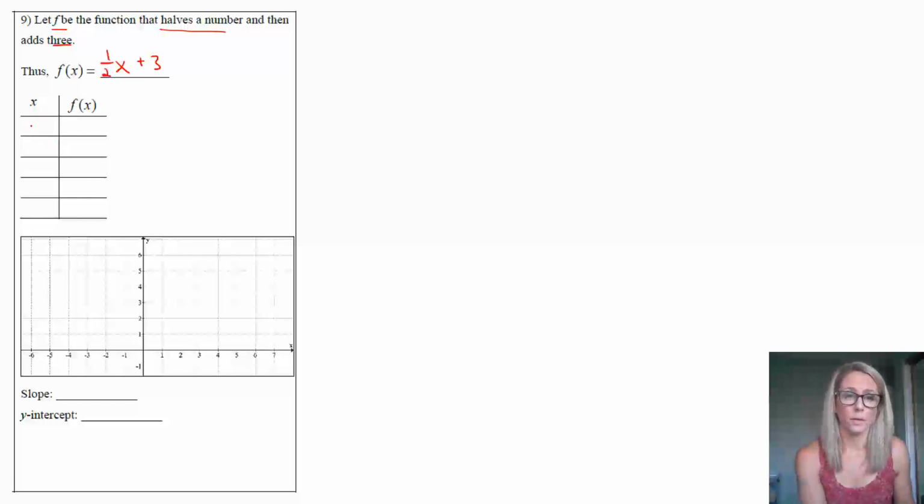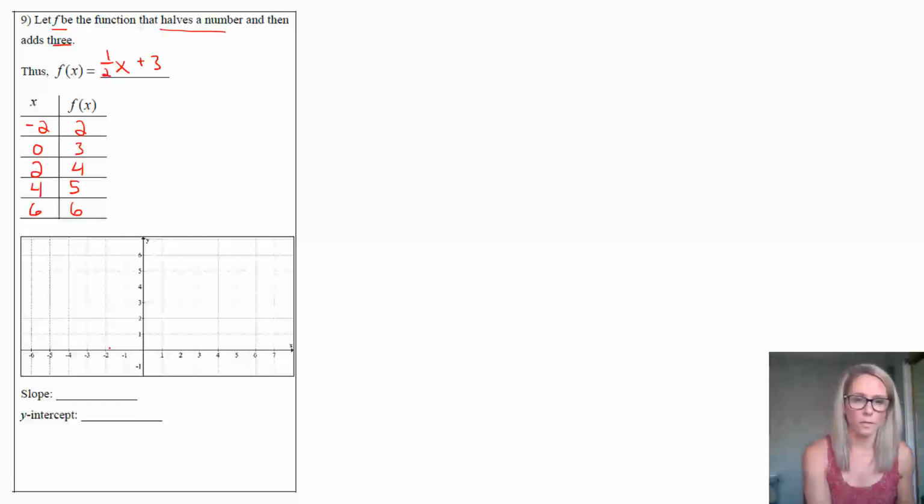I am going to pick some values that make my life a little bit easier. So I'm going to pick -2 here. If I pick -2, that's going to give me -1 plus 3, which is 2. If I pick 0, I'll get 3. If I pick 2, I'll get 4. Notice the pattern here. I'm picking these values because of the 1/2 so that I don't have to deal with fractions. But you can see as I pick these values, I'm just going up by 1. And so there we go.